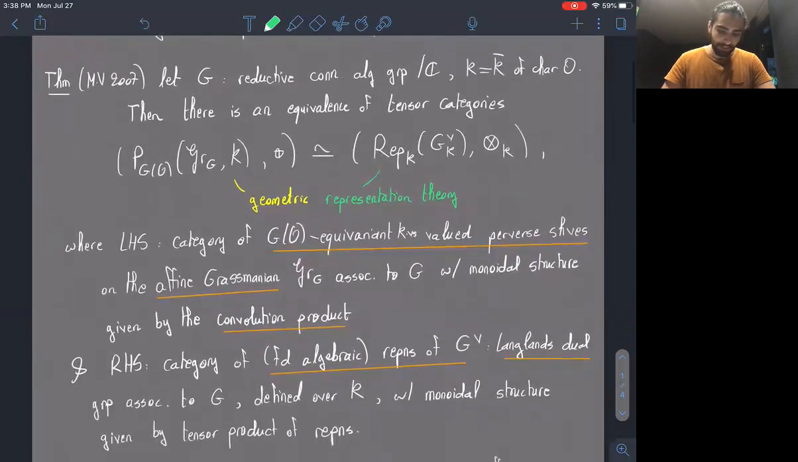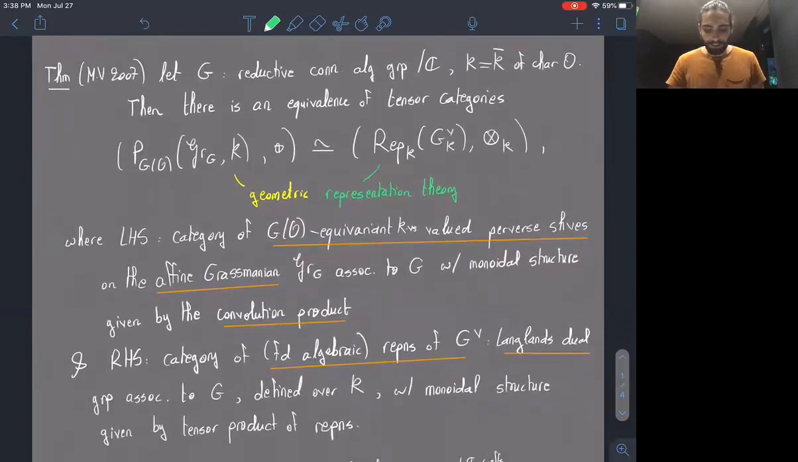And so the statement now is that there exists an equivalence not only of categories, but also of tensor categories, where on the one hand, we're looking at perverse sheaves on an object called the affine Grassmannian associated to the group G, taking coefficients in K-vector spaces, together with a monoidal structure given by a convolution product. So that's the geometric side of our equivalence, and the other side is given by representations of what's called the Langlands dual group of G, which we take to be defined over K, together with the tensor product of representations.